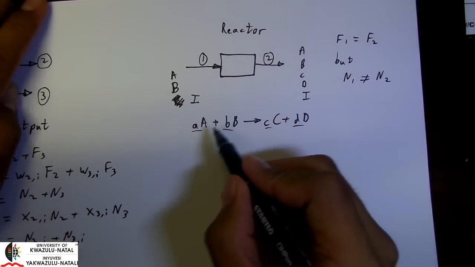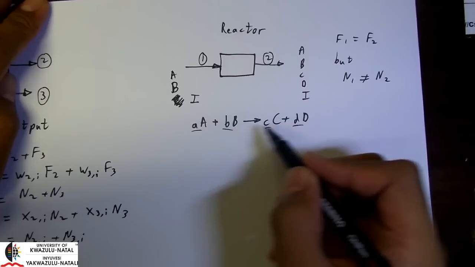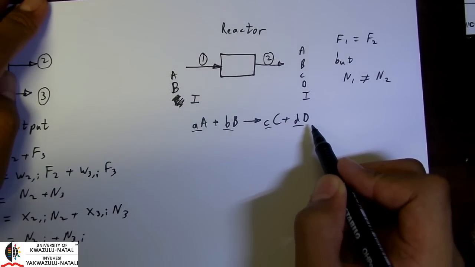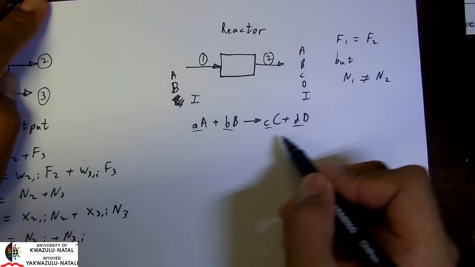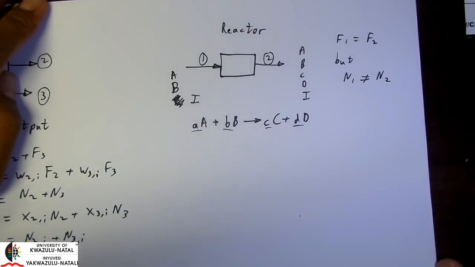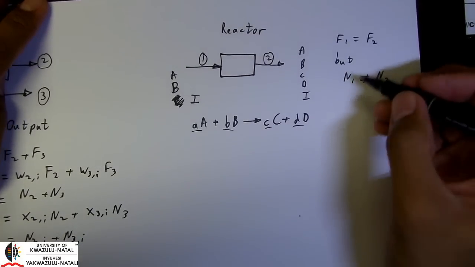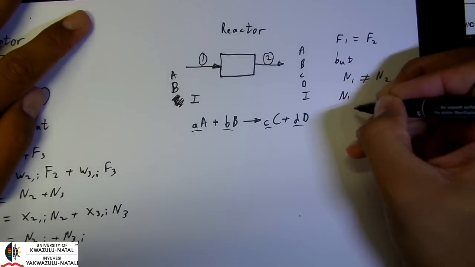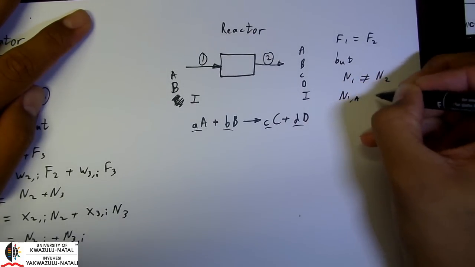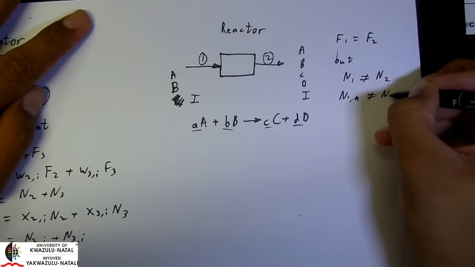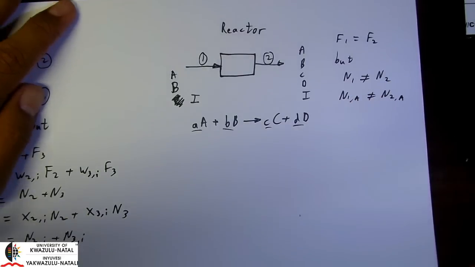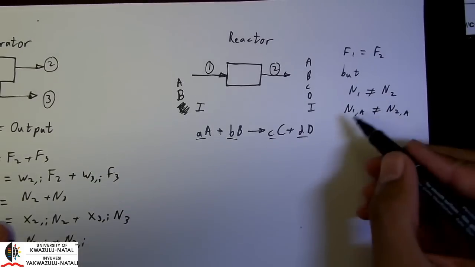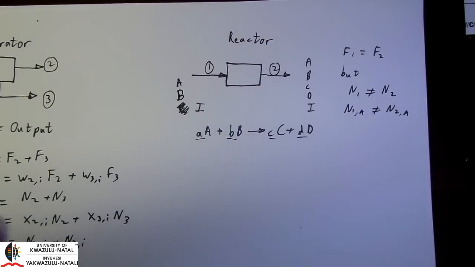Because now we have a certain number of moles of A and B becoming a certain number of moles of C and D. And depending on the stoichiometry, we may not necessarily have the same number of moles. Okay, and this is true whether we are talking in total terms or in component terms. N1A, for example, will not be equal to N2A. Okay, because some of the component A is being used up in the reaction.